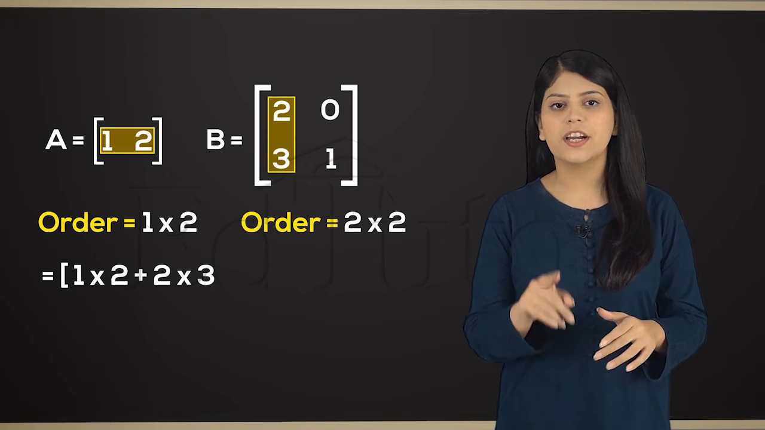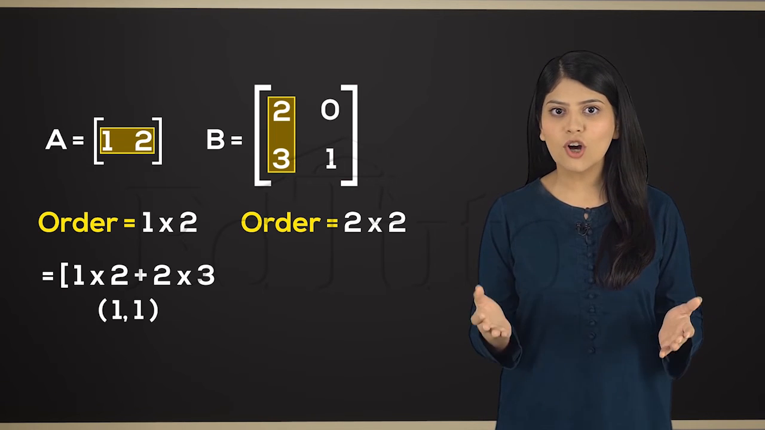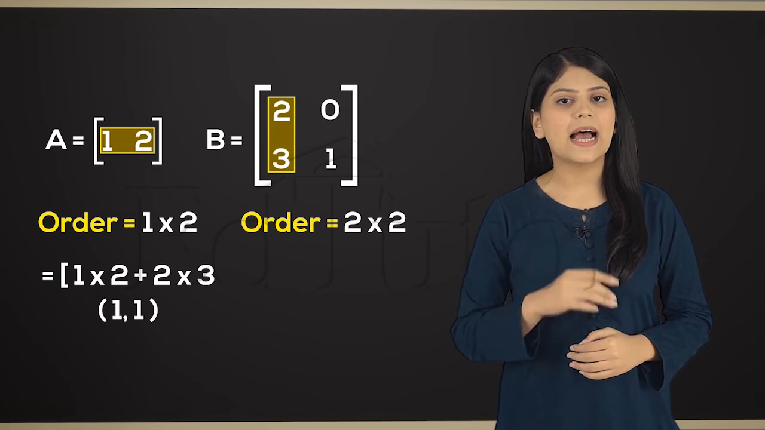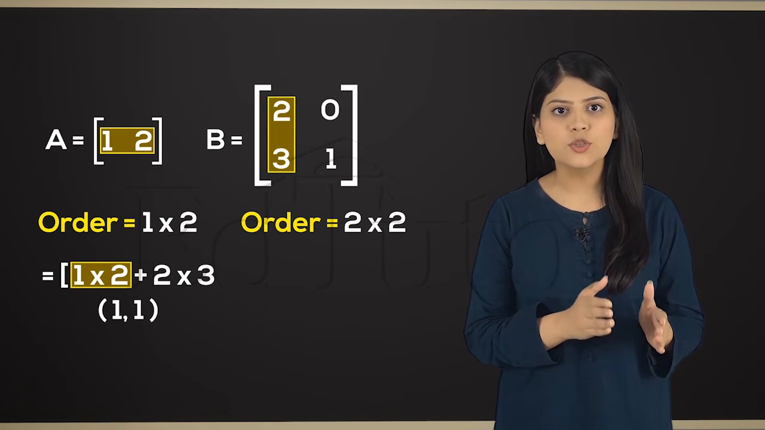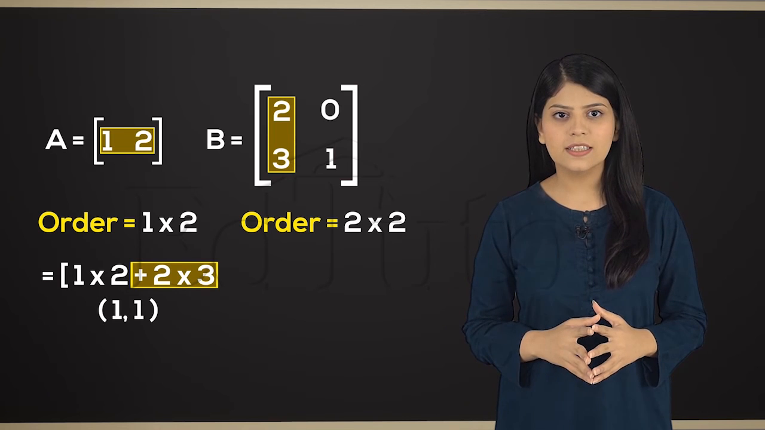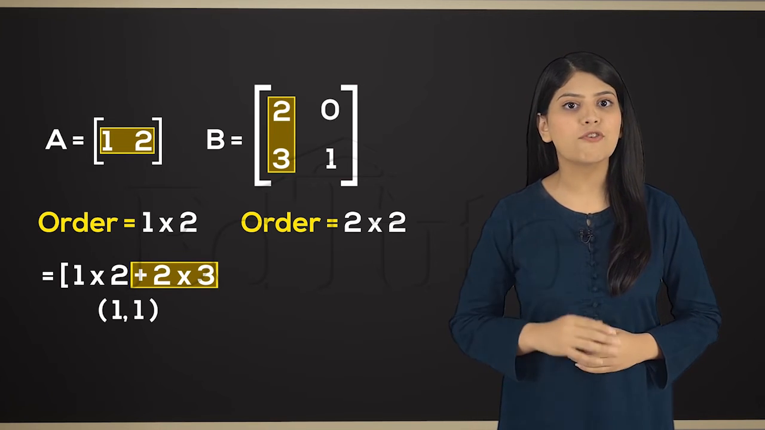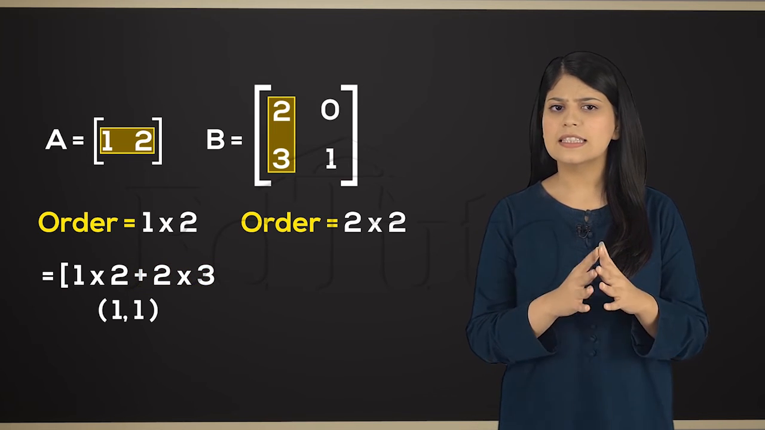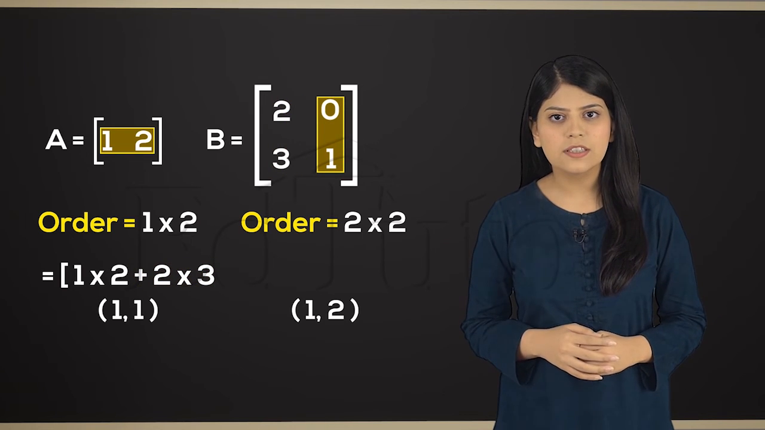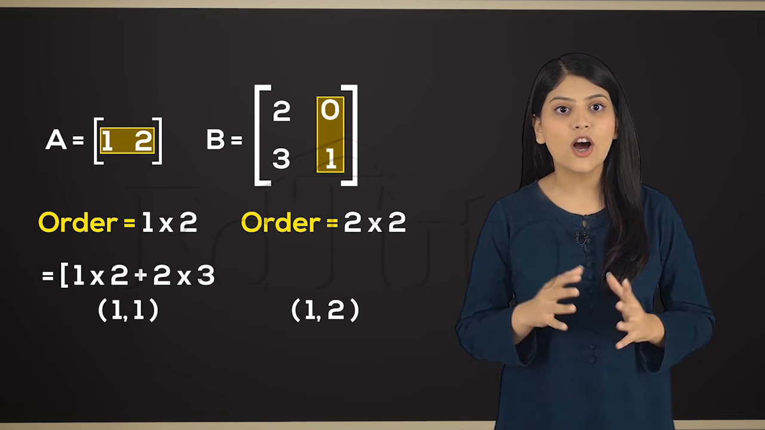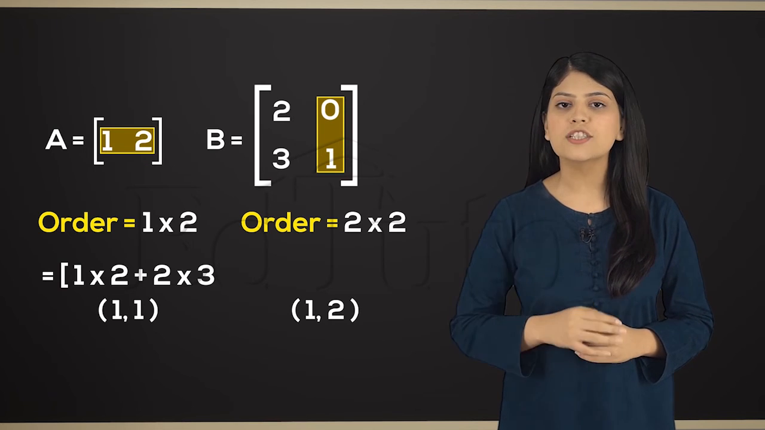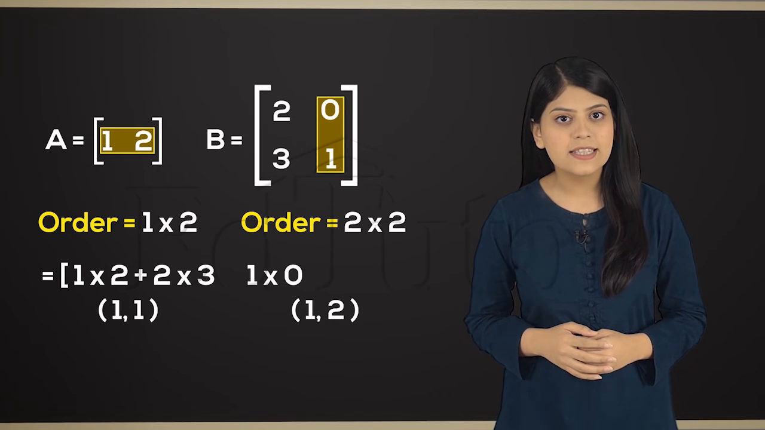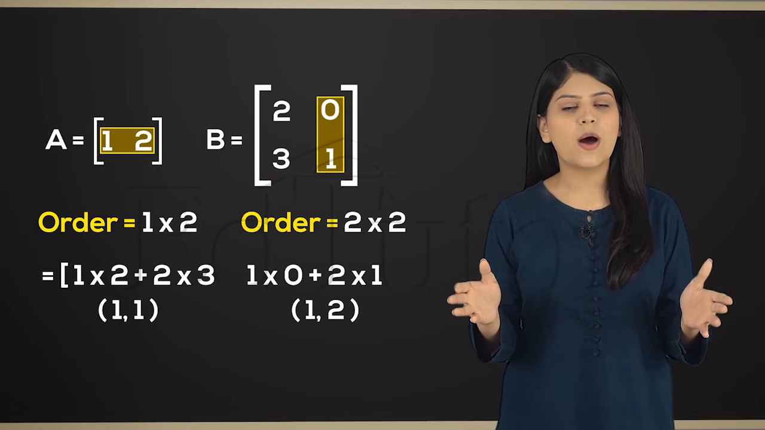The result will appear here at the first row, first column, 1, 1 position. Now, multiply them as 1 multiplied by 2 plus 2 multiplied by 3. We have multiplied the first row with the first column and put it in the respective place. This position 1, 2 is left. It is for the first row, second column. So I am multiplying the first row of A with the second column of B. 1 multiplied by 0 plus 2 multiplied by 1.